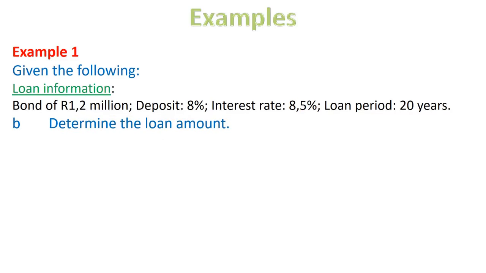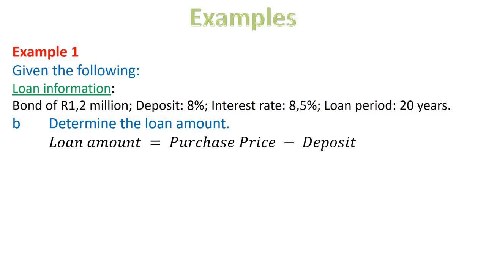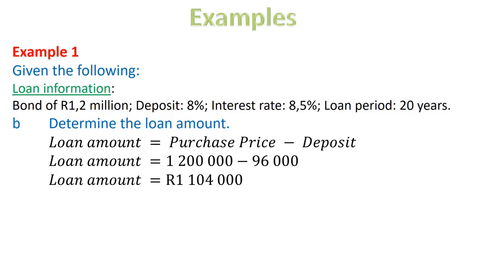B, determine the loan amount. Okay, now if you remember from your formulas, your loan amount equals your purchase price minus your deposit. Well, my loan amount then equals 1.2 million minus 96,000. My purchase price, as I said, is 1.2 million. My deposit is 96,000. So I then put that in my calculator, I press equals, and eventually I get my loan amount to 1,104,000.